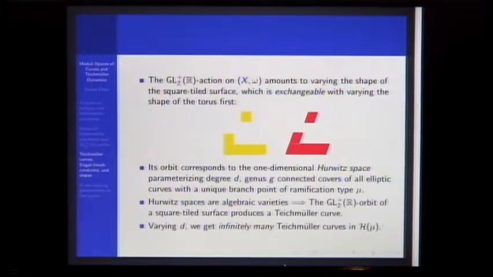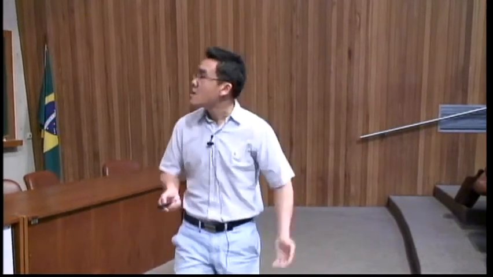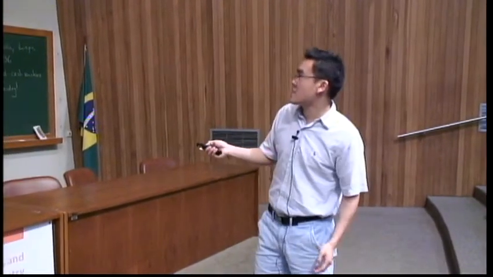So bear in mind, we are considering branch covers of degree D to an elliptic curve. So if you plug in Riemann-Hurwitz, there's no constraint on the degree of the branch cover. 2 times the genus of the curve minus 2 is 0, that kills D. So you can raise D to infinity if you want. You get infinitely many Teichmüller curves.